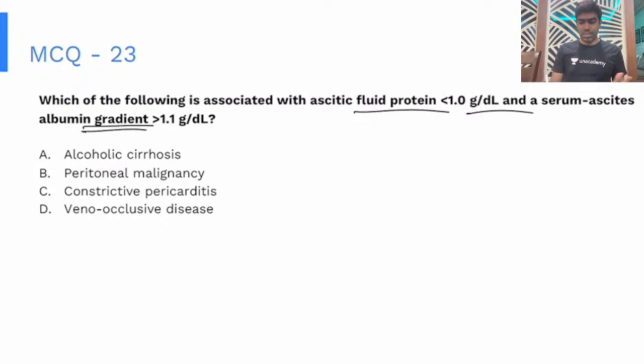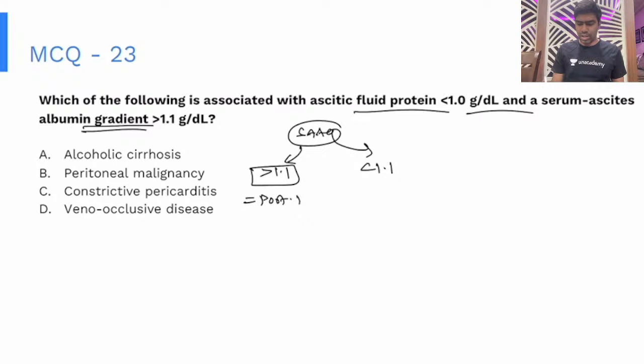So whenever you see a patient with ascites, look at the SAG ratio. If the SAG ratio is more than 1.1, it is equal to portal hypertension unless proved otherwise. It's equal to portal hypertension, that's it. So the next step is to look at the protein. So see the protein levels: are they less than 2.5 or more than 2.5?